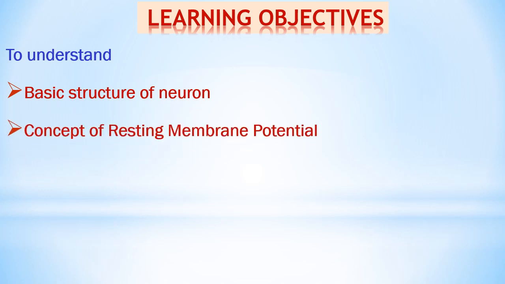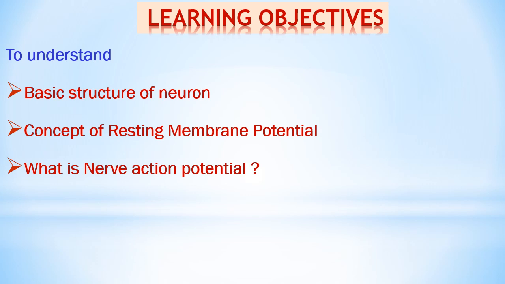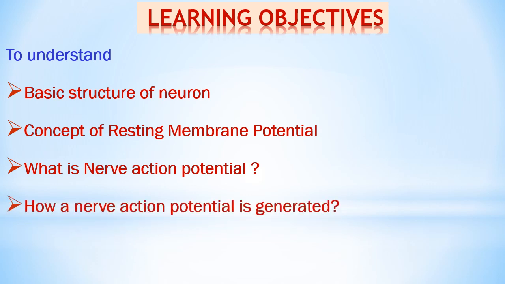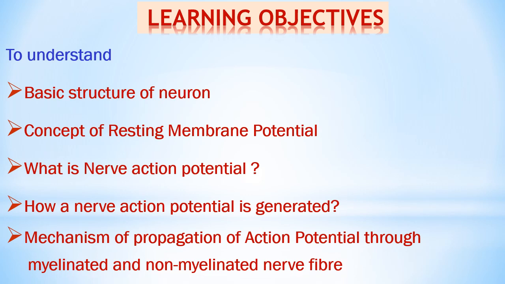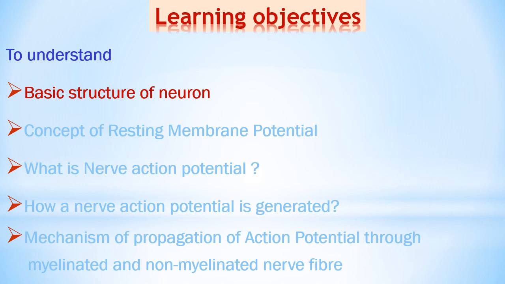The learning objectives of this presentation will include the understanding of the basic structure of neuron, the concept of resting membrane potential, the concept of nerve action potential, the understanding of the generation of nerve action potential, and finally the mechanism of propagation of action potential through the two important types of nerve fiber, the myelinated and non-myelinated nerve fiber. Now let us start our discussion with the basic structure of neuron.